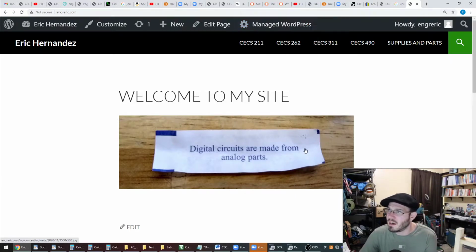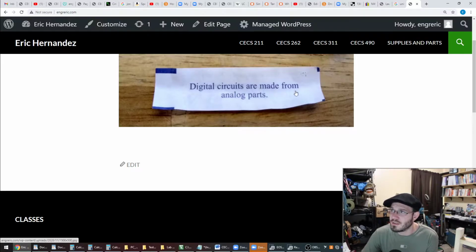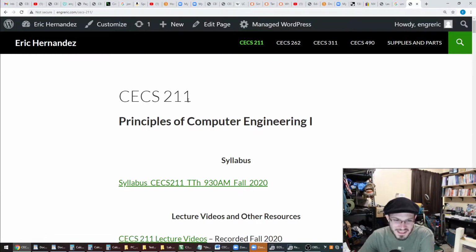But one thing I want to say: digital circuits are made from analog parts. Make no mistake about it. To get digital, you have to have analog. I'll leave that at that. Let's go to the lab.